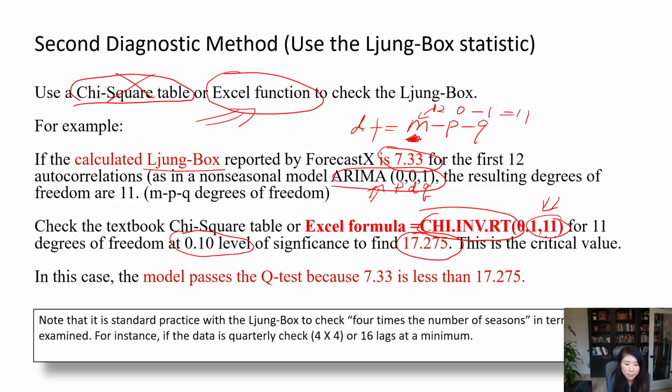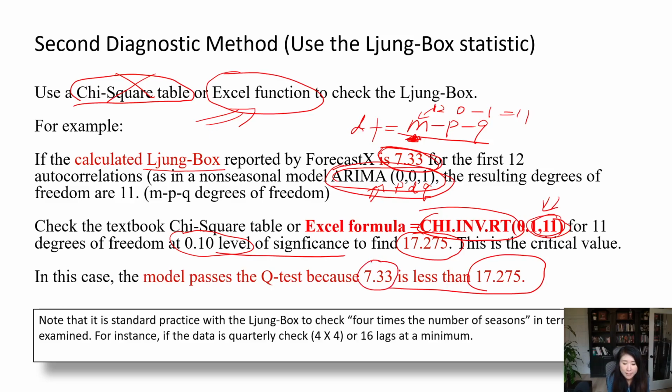To calculate this critical value, you first need to know the level of significance, because that's the first entry. The second entry is the degree of freedom, which is calculated as M minus P minus Q. The M by default, if the data does not have seasonality, is 12. The P and the Q come from the ARIMA model, and that gives you the value for the second entry. If the statistic calculated through the forecast X is smaller than the critical value you calculate using the Excel formula, that means the ARIMA model received from the forecast X is a good fit for the time series data. Then you can use the model to do the forecasting.